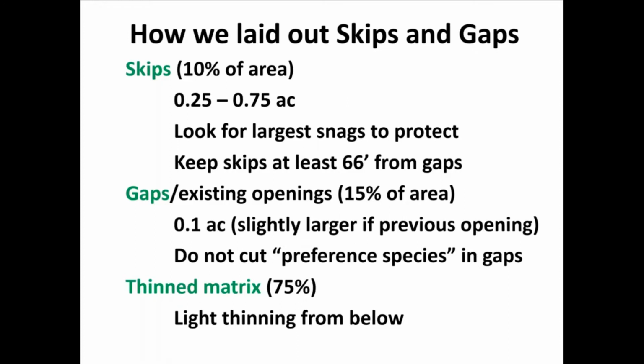As I say, we always like to emphasize the importance of specificity in a prescription, but this is showing you what we did. In this particular case, 10% of the area was in skips, from a quarter acre to 3/4 of an acre. We were trying to protect the largest snags, and we also wanted to keep the skips at least one chain from the gaps. The gaps, plus any existing openings in the stand, were to account for 15% of the area. They're about 1/10 of an acre, slightly larger if we were adding on to a previous opening.